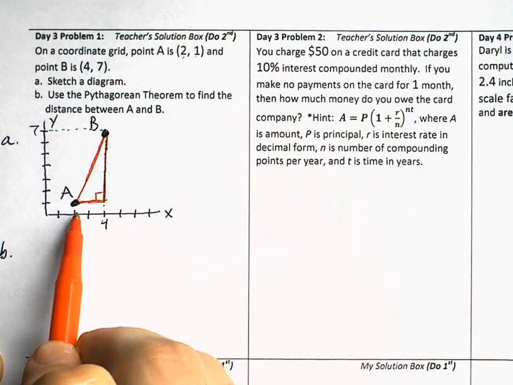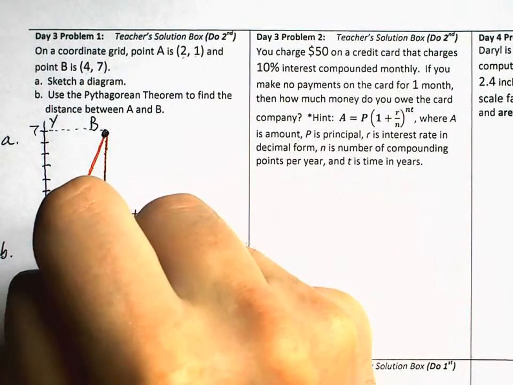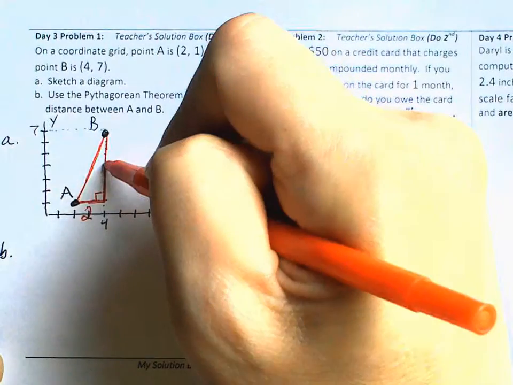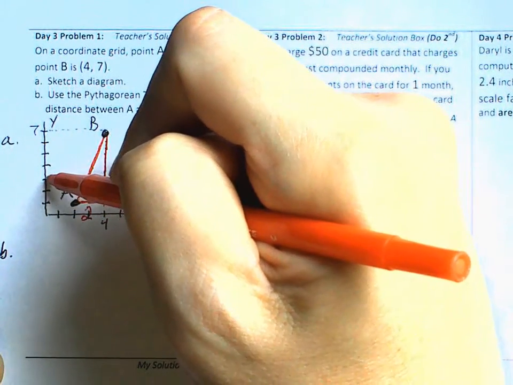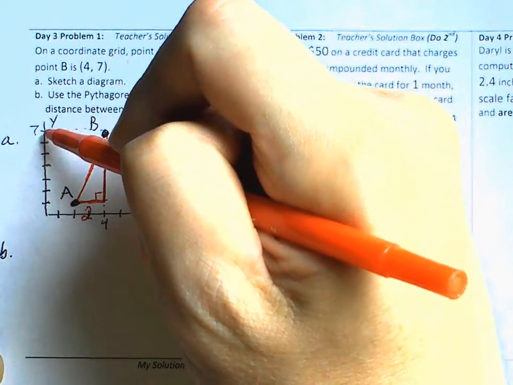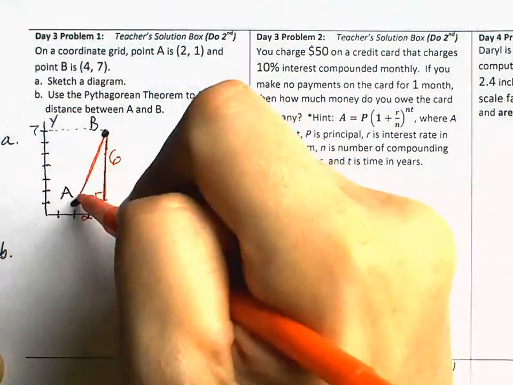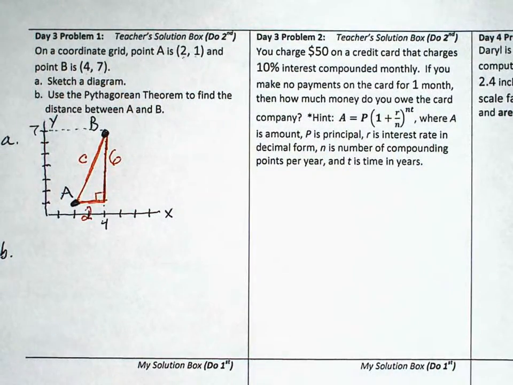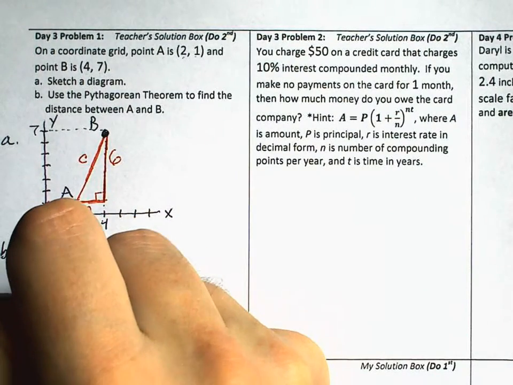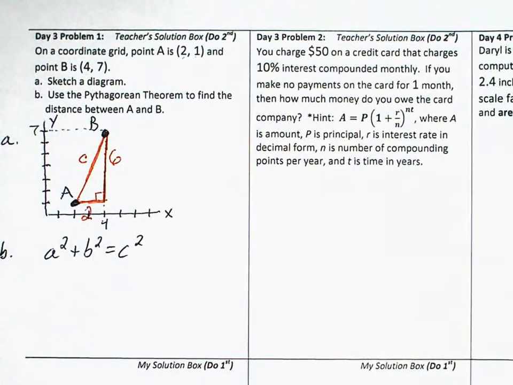Now this side of the triangle is 1, 2 units long. This side of the triangle is 1, 2, 3, 4, 5, 6 units long. And the side of the triangle that we're asked to figure out, from here to here, we can call c because it is the hypotenuse of the right triangle. So here's the Pythagorean theorem. a squared plus b squared equals c squared.